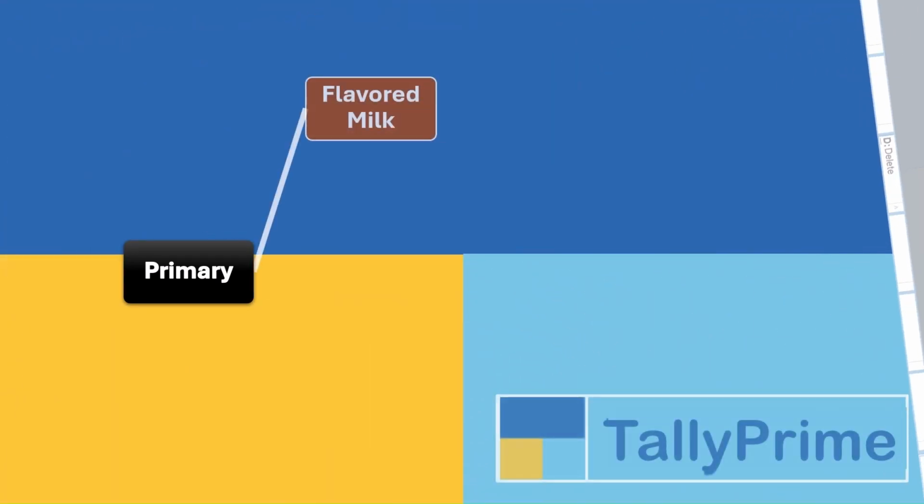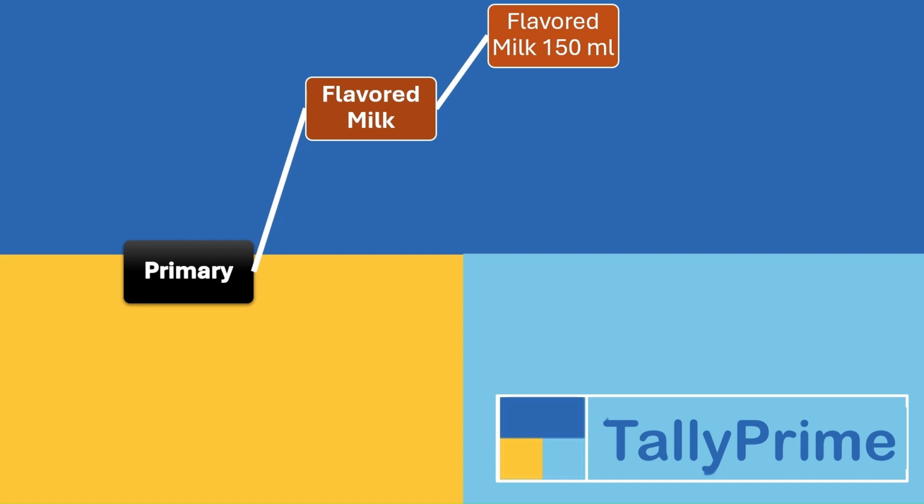We can create stock groups in Tally Prime. We maintain a group of stock items called flavored milk. We will create this group under the primary group. Usually flavored milk comes in bottles of 150 milliliters. But sometimes for certain brands of flavored milk, the quantity changes. So to group all flavored milk of 150 milliliters, we will create a separate group by the name flavored milk 150 milliliters under flavored milk.